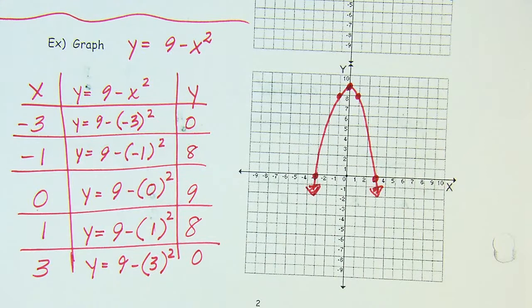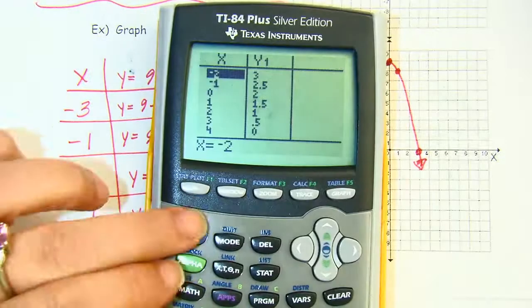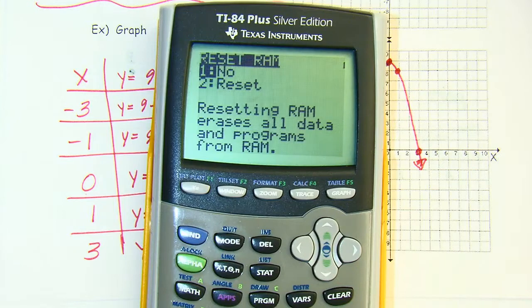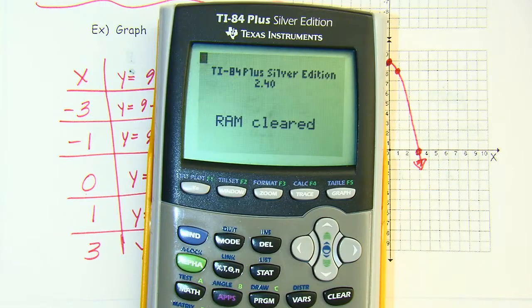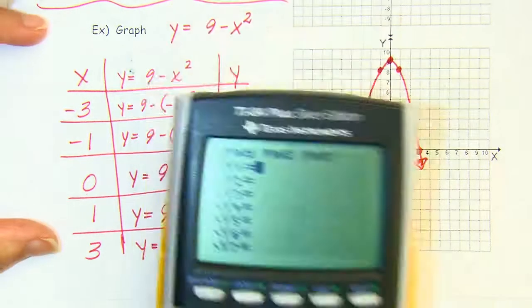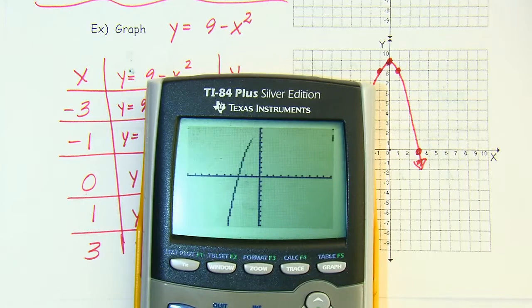Now, I can type this into the graphing calculator as well. So I'm going to go second plus 7, 1, 2 to clear my RAM. Okay, and I'm going to hit clear 2 times, go into y equals, and type in the function 9 subtract x raised to the power of 2. And I'm going to hit graph. There's my beautiful parabola.